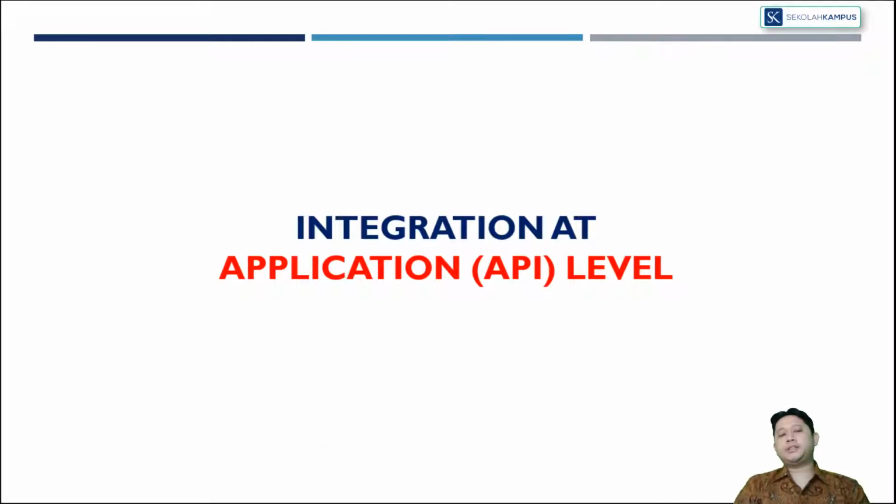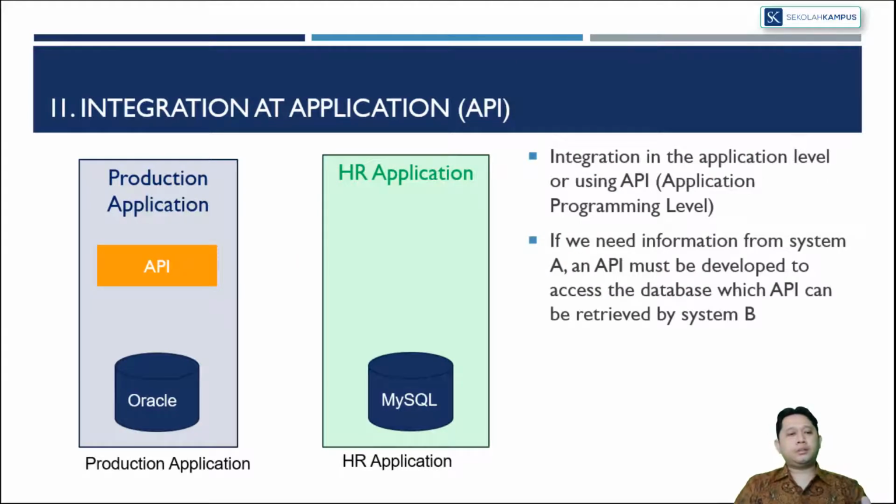Okay, we continue with integration at the application or API level. This is with the same example. As you can see, there are two applications, the protection application and the HR application, and two databases, Oracle and MySQL. With API or application-level integration, we create an API, an application programming interface. For example, we create an API and add it to the protection application.